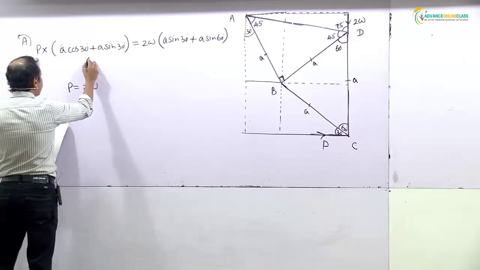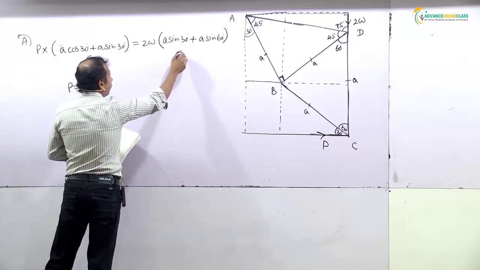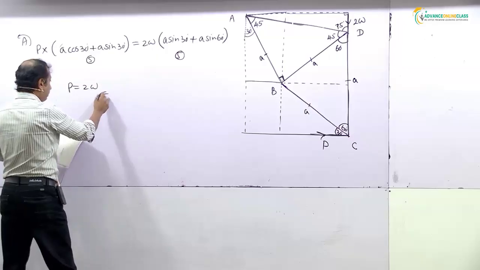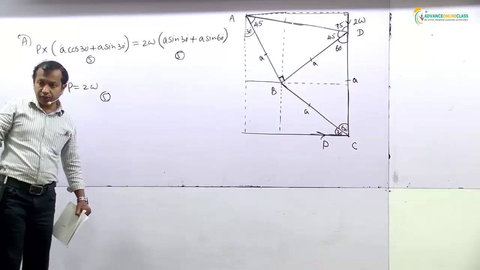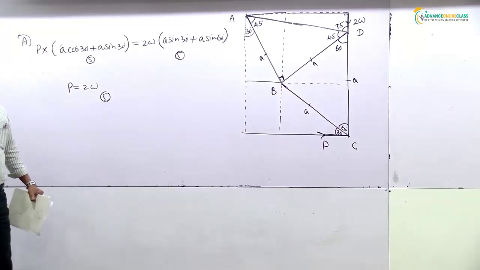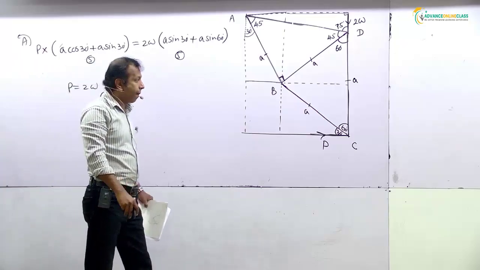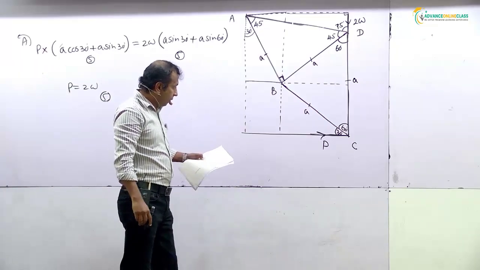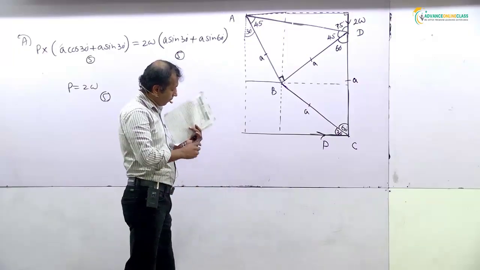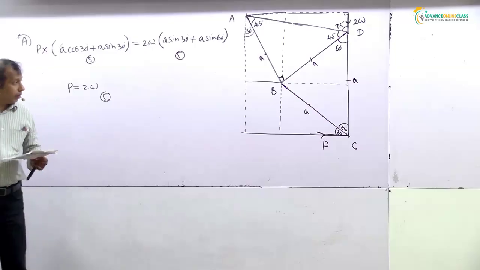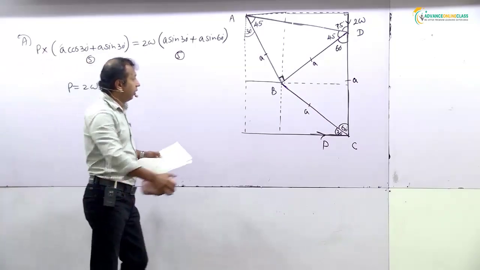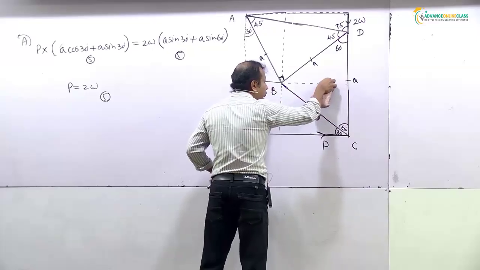For this 5 marks, for this 5 marks, for this 5 marks. That way we find the distances, right? P equals now 2W. Then these right-angle constructions are used to find the lengths.